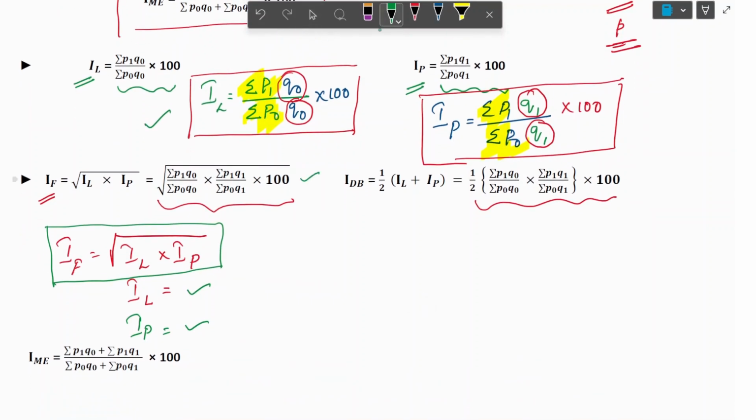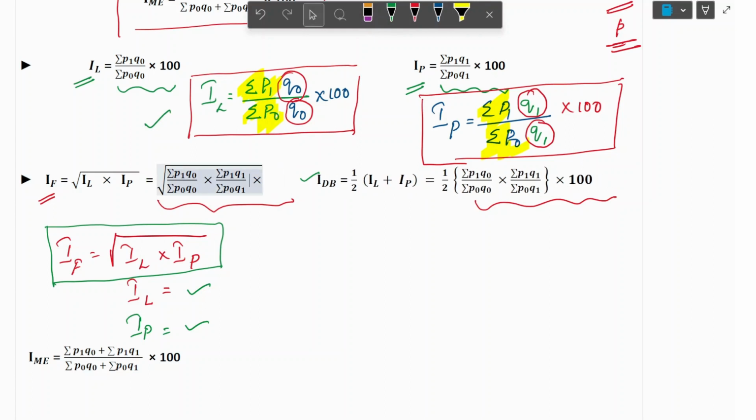This way also you can remember it, but here there is a small mistake. One second. In this formula, if you are writing it here, the square root is for IL into IP only, and the 100 is outside. Okay, now this is your IP.